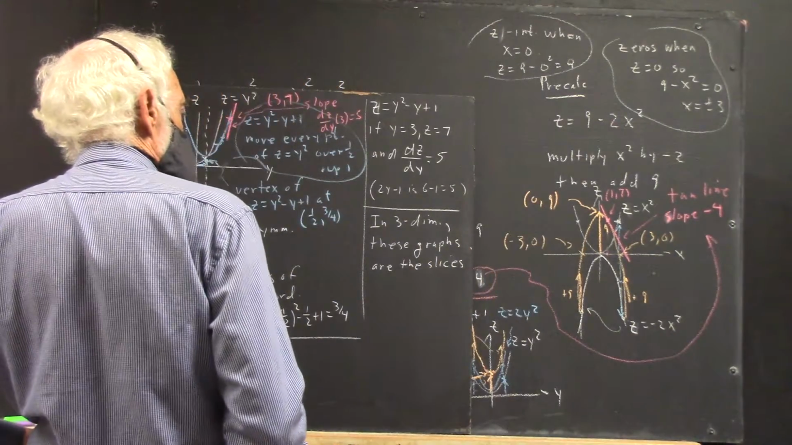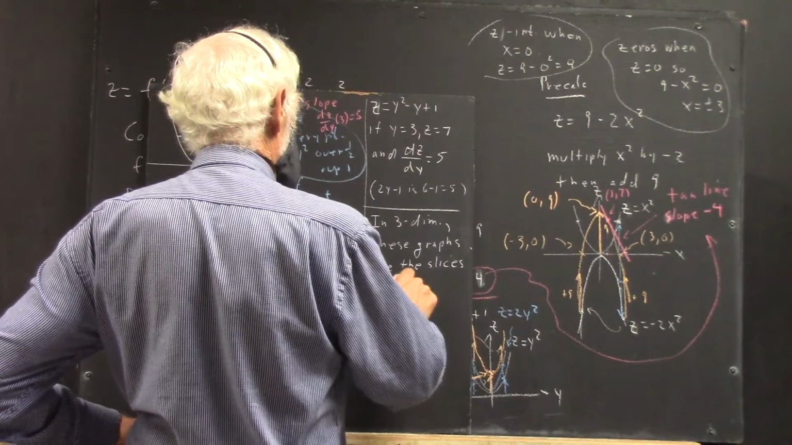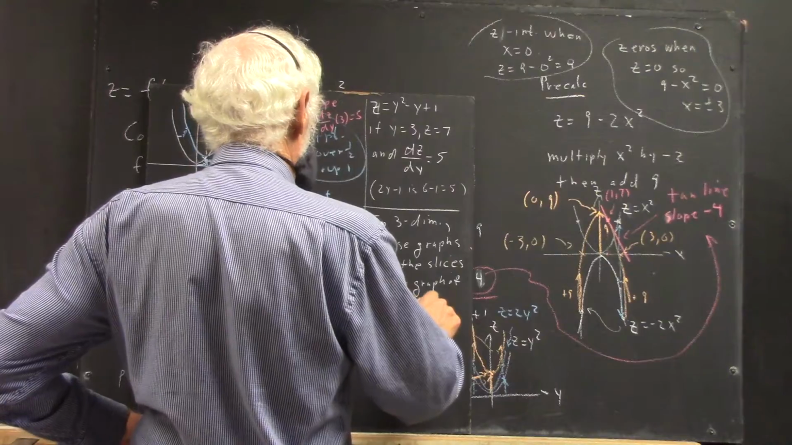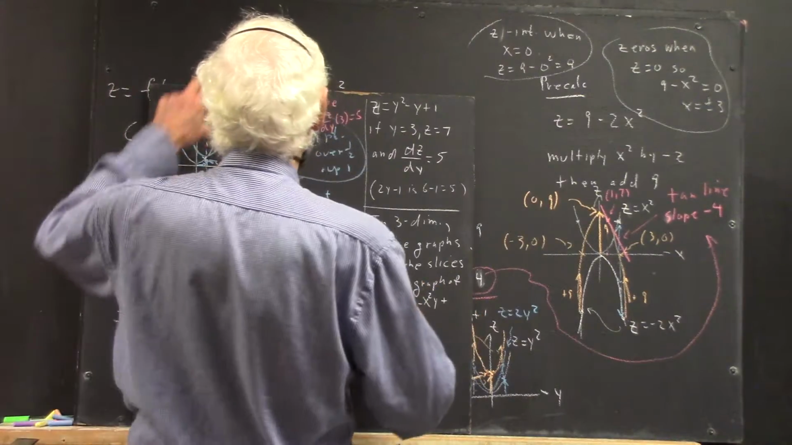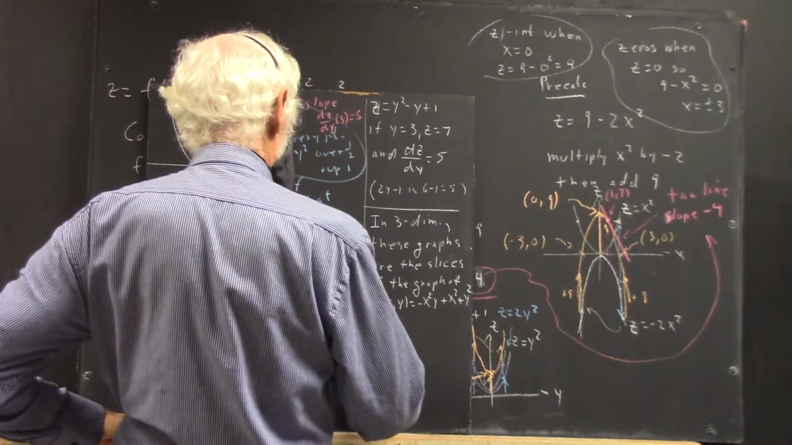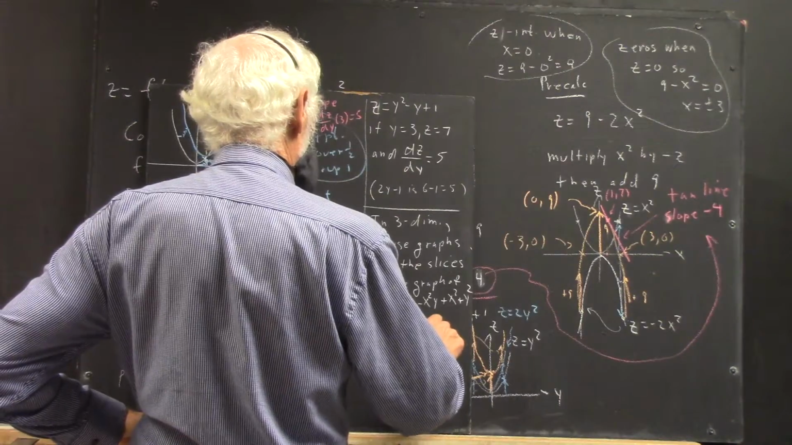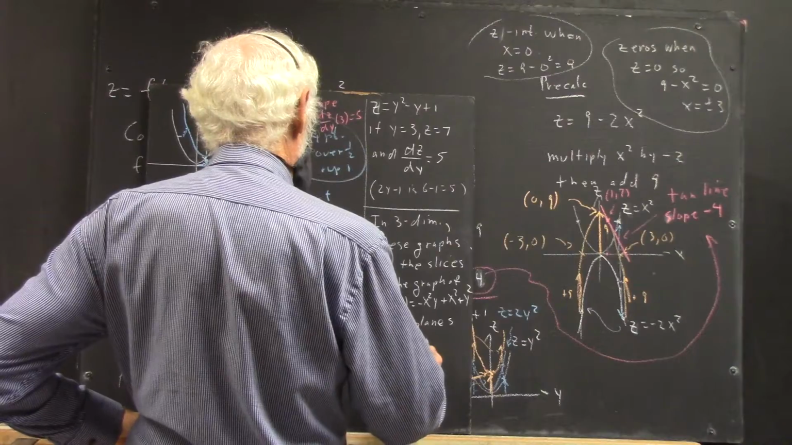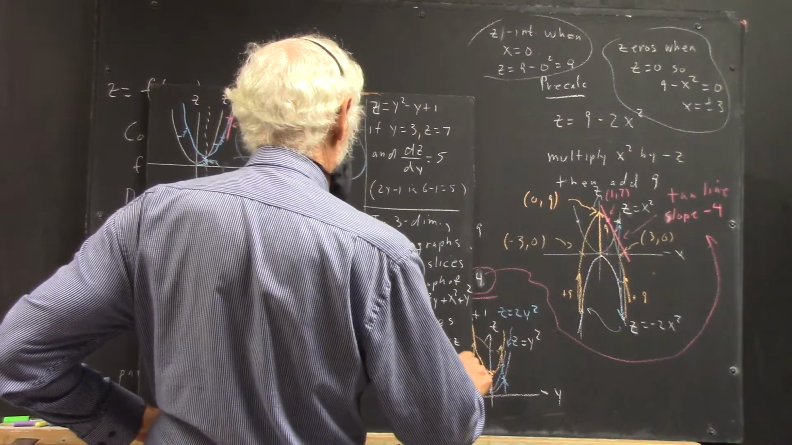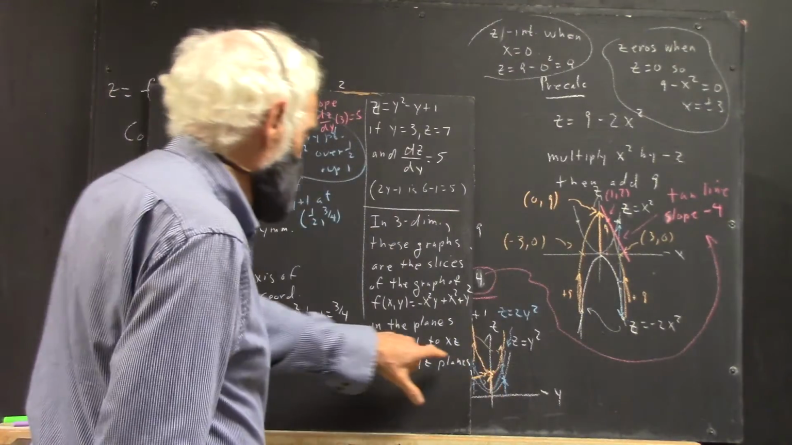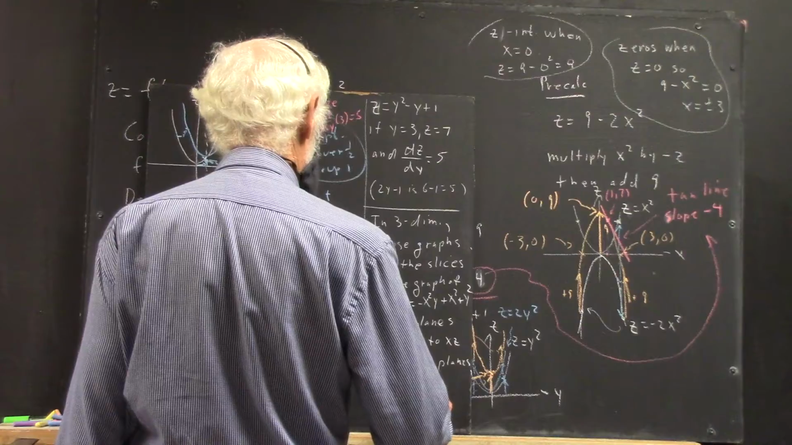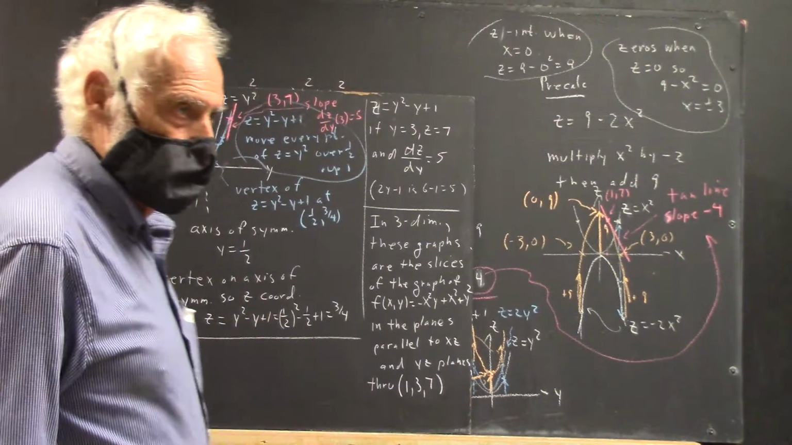These graphs are the slices of the graph of f of x, y equals negative x squared y plus x squared plus y squared, in the planes parallel to the xz and the yz planes through the point (1, 3, 7), which does lie on that graph.